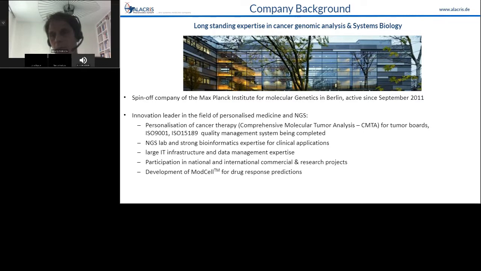And last, what I will also show later is that we are developing a mathematical model, which is already working, which is called ModCel. And this is used to perform drug predictions for cancer cells. And the comprehensive molecular tumor analysis and the ModCel model are the main topics of today's talk.